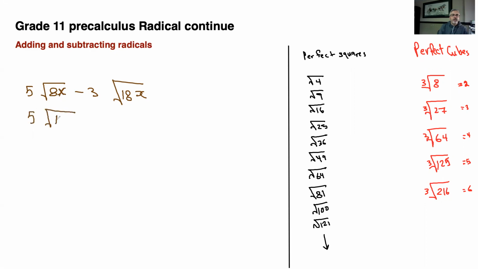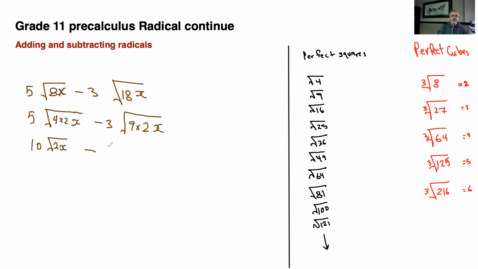The 8, I know I could change into 4 times 2 since the 4 is a perfect square. And I'm just going to carry the x in there, and minus 3. The 18, I know 9 goes into 18, so 9 times 2. And I carry the x. Now, the only thing I know the square root of is the 4 here, so the square root of 4 is 2 times 5 is 10. But the 2x, I don't know what the square root of that is. So I'm just going to keep it as 2x under the root there.